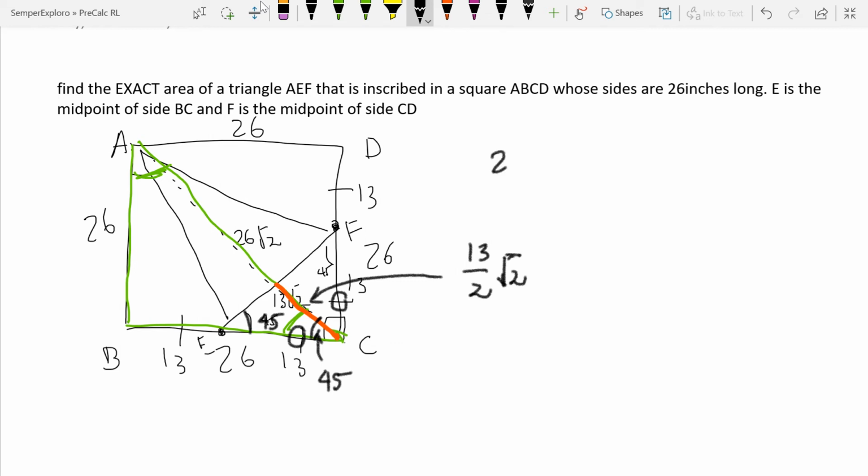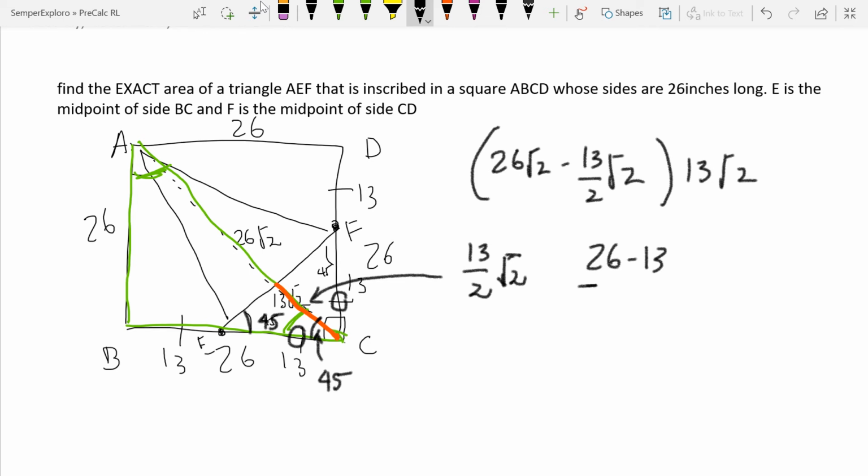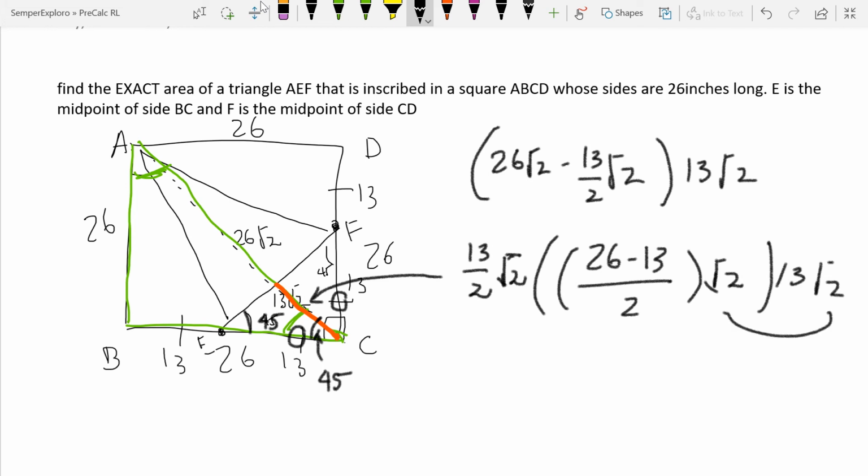All you need to do now is 26 root 2 minus 13 root 2, times the base, which we established earlier as 13 root 2. Isolate the root 2's. If you multiply this out, these two become a 2, so this and this cancel out. So it's 26 minus 13. Hold on, I did the math wrong. This is not right.